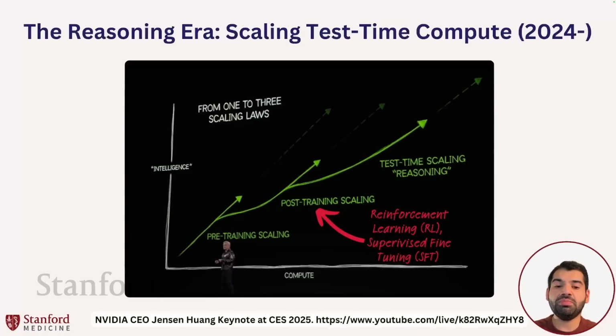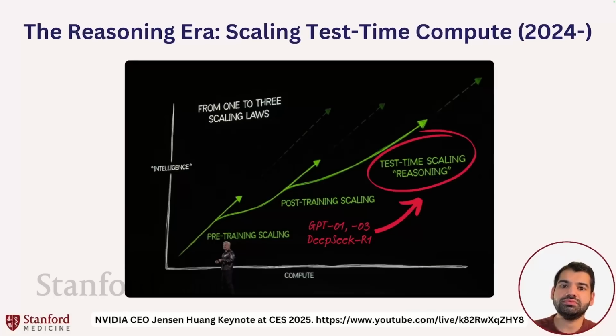The second scaling law pertains to post-training, which, as we just talked about, includes techniques such as RLHF and supervised fine-tuning. The current era, as of late 2024, is focused on test time scaling. Instead of optimizing model parameters before deployment, test time scaling involves giving the model more compute at inference time to reason through a problem. This essentially means that when the model is asked a question, instead of responding instantaneously as it did in prior models, it actually thinks longer and more thoroughly before responding.